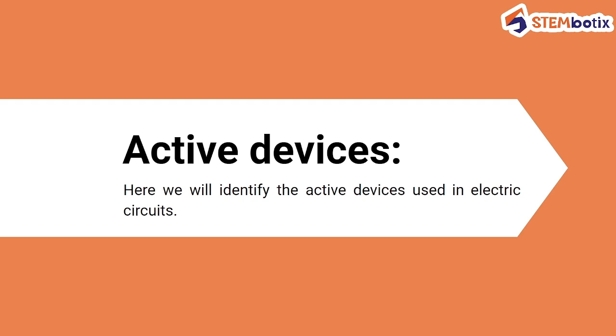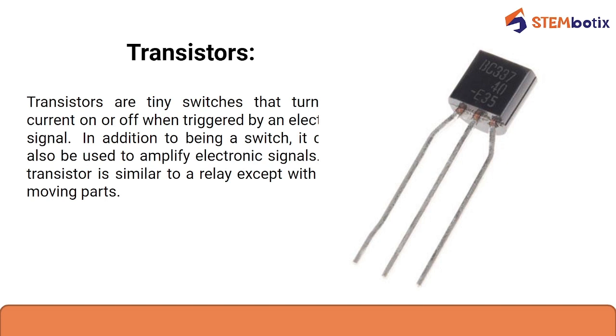Thereafter we have active devices. So the devices which operate only when they have a particular or dedicated power source connected to them. And the first one is the transistor. This is how your transistor looks. It has three legs, or you can say three terminals.